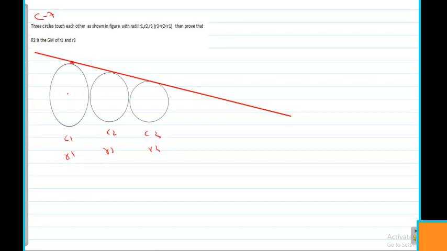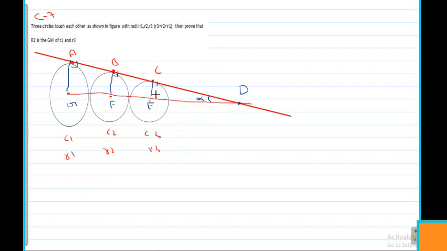One important property: join these centers and produce the line. It meets the point where the two direct common tangents meet. Say this is point A, point B, point C. This is point D, this point E, F, G. G and A are joined, automatically perpendicular. F and B are joined, perpendicular. F and C are joined, perpendicular. So this angle is alpha.